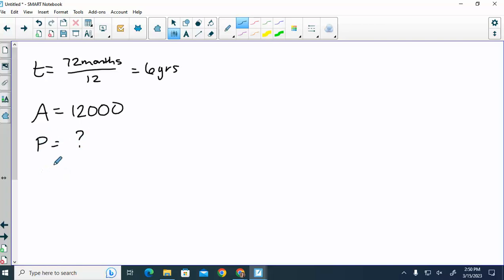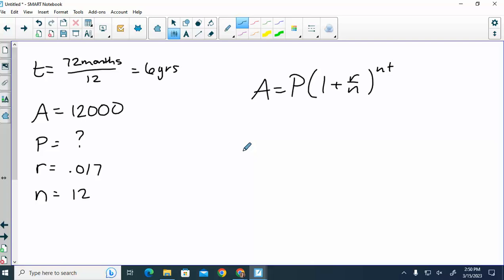So that's my P. At 1.7%, so my rate would be 0.017, compounded monthly. We'll give you that. So I would give you the formulas, but I don't tell you how to use them. Oh, so you'll give us the formula, that's actually good news. A equals PERT, I know that part, I just forgot about the last part right there, the nt.